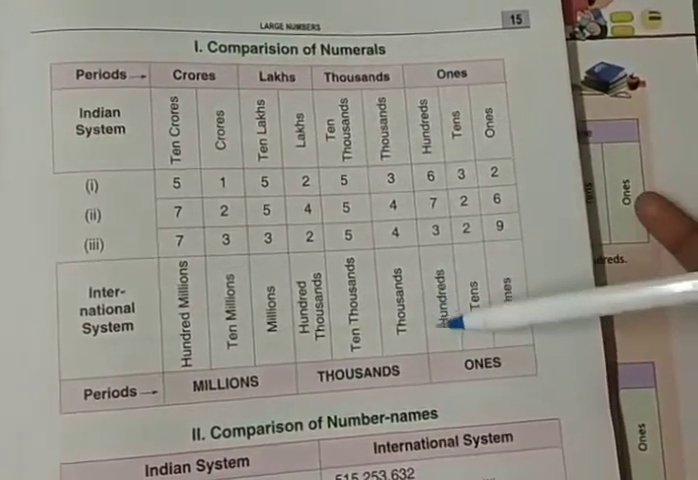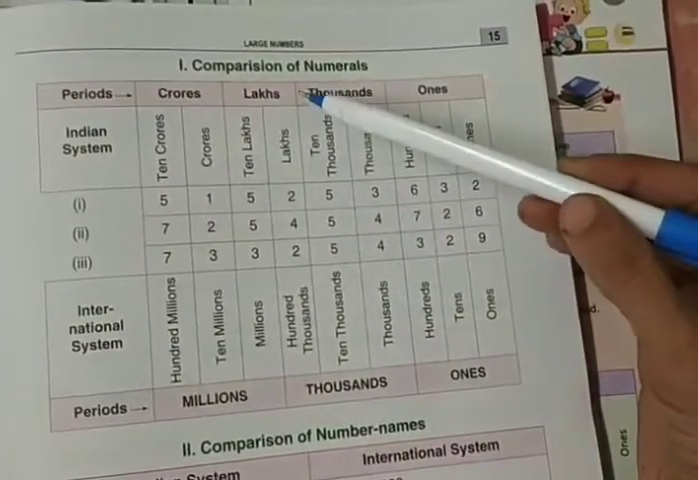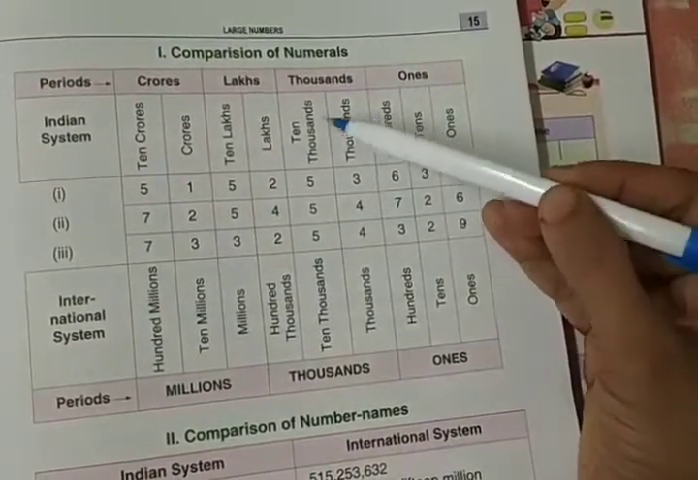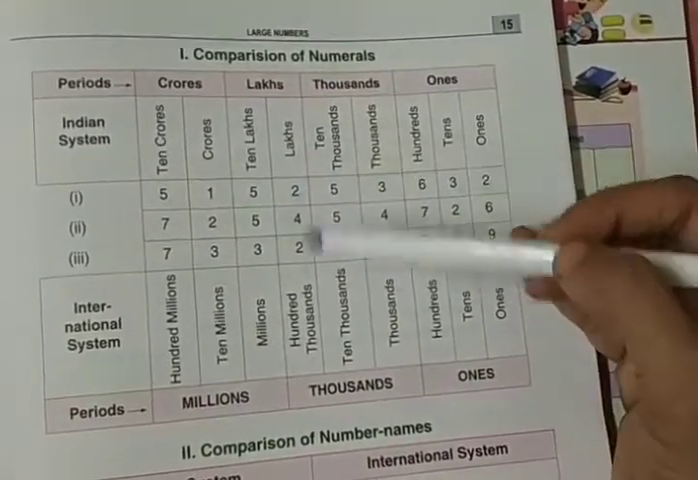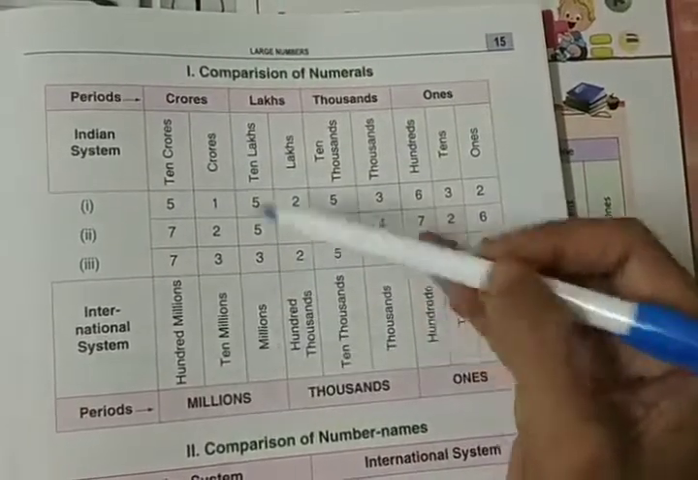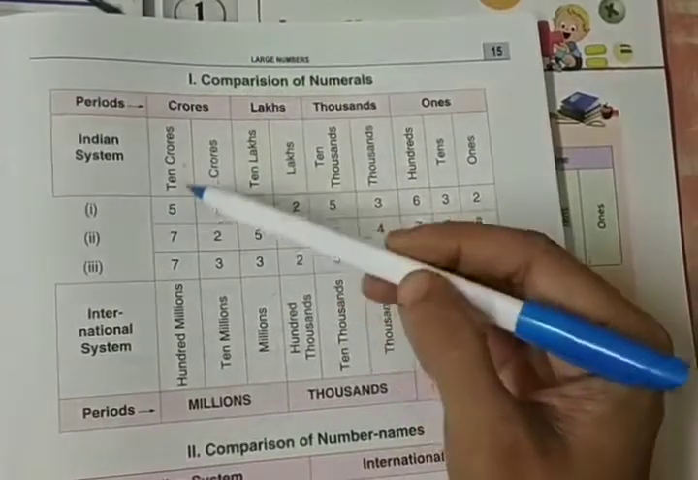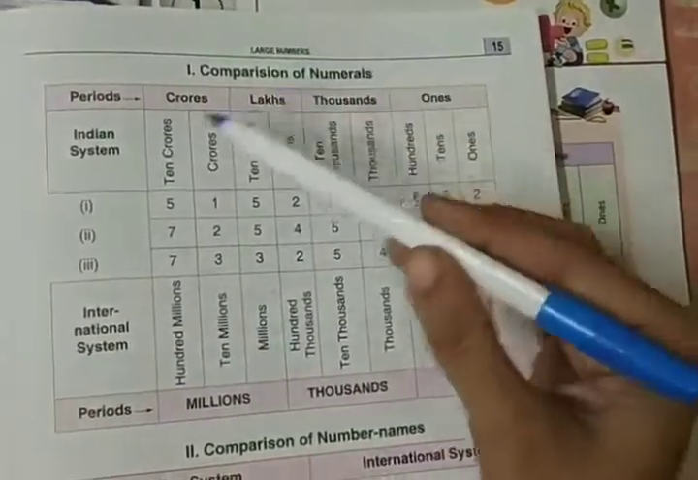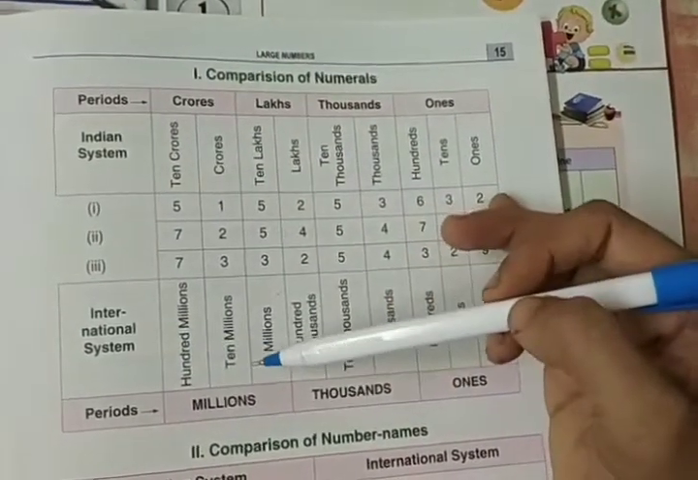Ones period is the same in both cases, international and Indian. But when it comes to thousands period, you have 1000, 10,000, 1000, 10,000. Next is the lakhs, but they have 100,000s. Then for 10 lakhs they have millions, for crore they have 10 millions, and for 10 crores it is 100 millions. That is the difference between the Indian system of numeration and the international system of numeration.